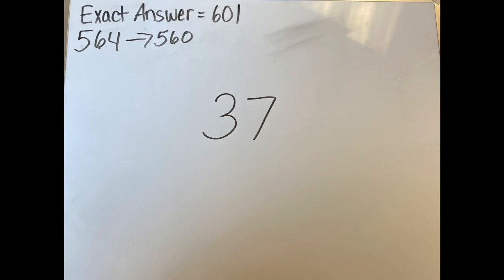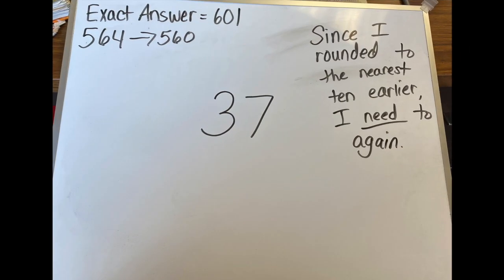So next we're going to round the number 37. Remember, that was the other addend in that problem that we solved earlier. So 37. Since I rounded to the nearest 10 earlier, I need to do that again. I'm going to decide to round to the nearest 100 this time. Nope, I need to round to the nearest 10 since I already decided that was what I was going to round the other number to. So if I round to the nearest 10 for the first number, I need to round to the nearest 10 for the second number, okay?